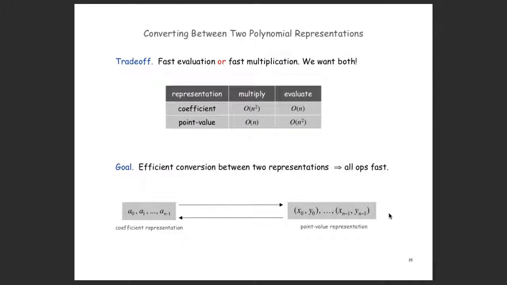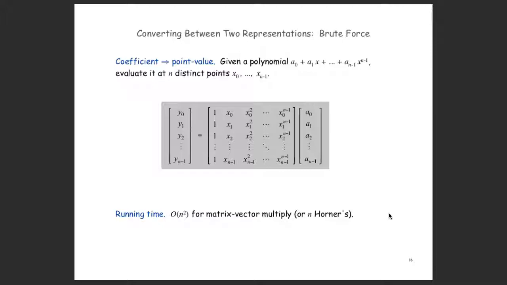However, if I can move, right? So basically, what happens is, if I represent it with coefficients, multiplication is order of n squared, but evaluation is order of n. If I represent it with points, multiplication is order of n, but evaluation is order of n squared. If I have an easy way to go from one to the other, then I can make both of them fast. If I have a way of transforming from one to the other. And in a way, that is what the fast Fourier transform gives us.